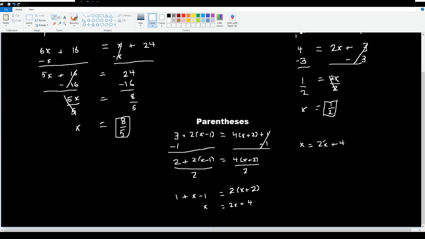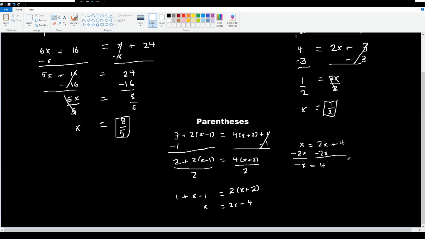What we're going to do is subtract 2x from both sides. Minus 2x, and minus 2x. So we can isolate the x on one side and the number value on the other. And we would get negative x equals 4.